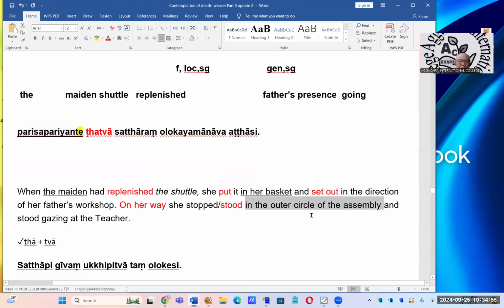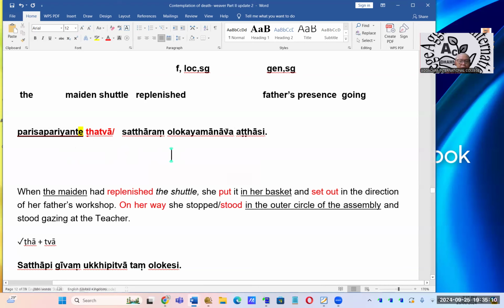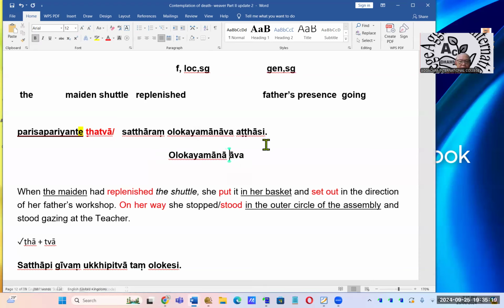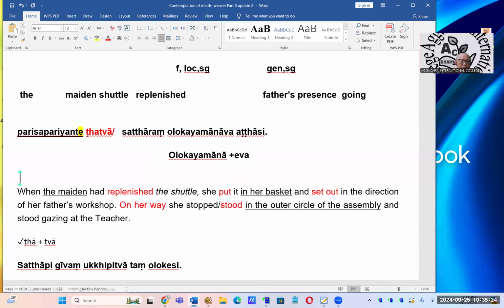That here, the outer circle of the assembly. Olokamanaya is gazing, because of mana. But it's a combination of two words, right? What are the two words here? Olo, mana, plus the Kaya mana. Ewa, alright? So, gazing.